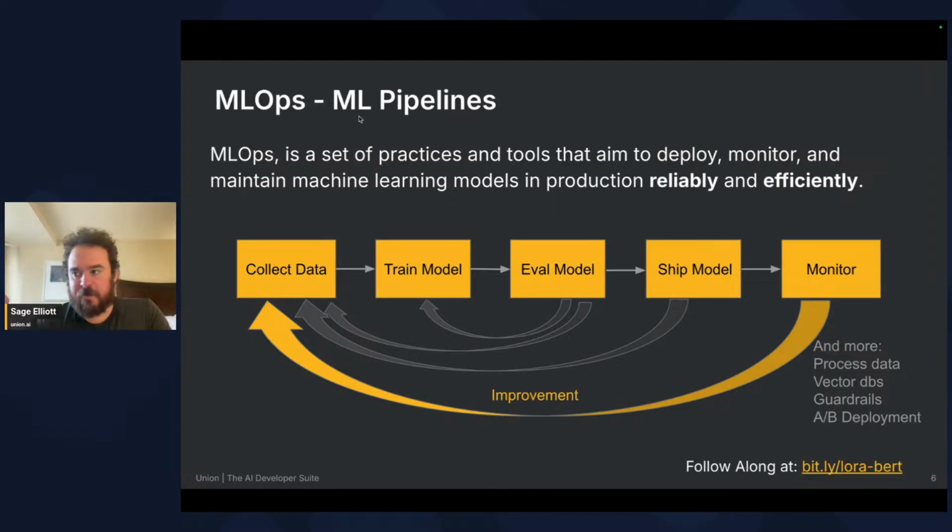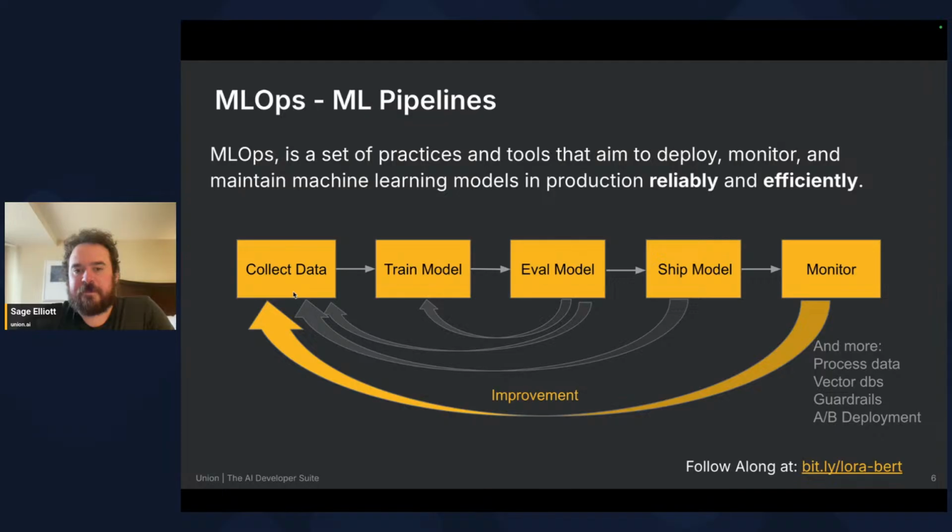Like I mentioned, we're going to train our model, but we're also going to build a production-grade pipeline and use MLOps, the set of best practices combining practices and tools to deploy, monitor, and maintain your machine learning models in production. I like to think of it in terms of reliably and efficiently. You might hear durability or other terms that mean the same thing here.